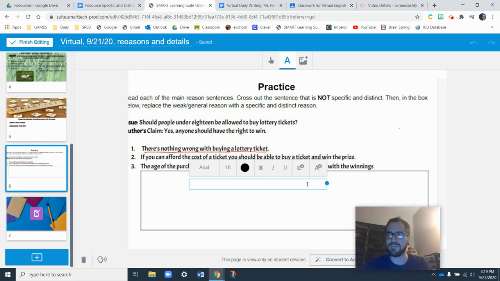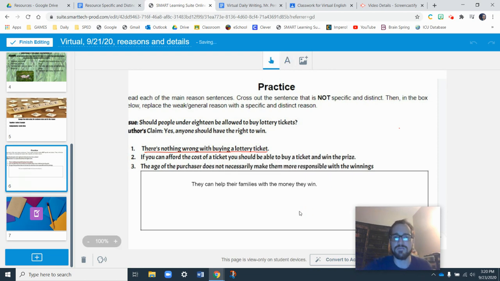But that's not very specific. It's not a bad reason. It's just not the best reason. So I would say they can help their families with the money they win. And that's it. That's all I have to do. They can help their families with the money they win.